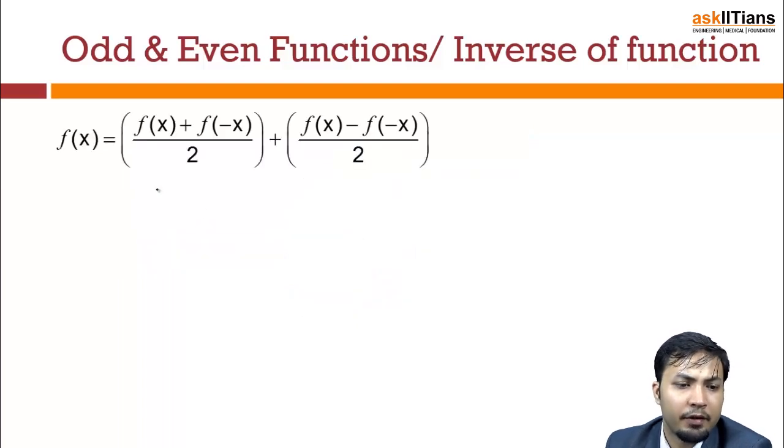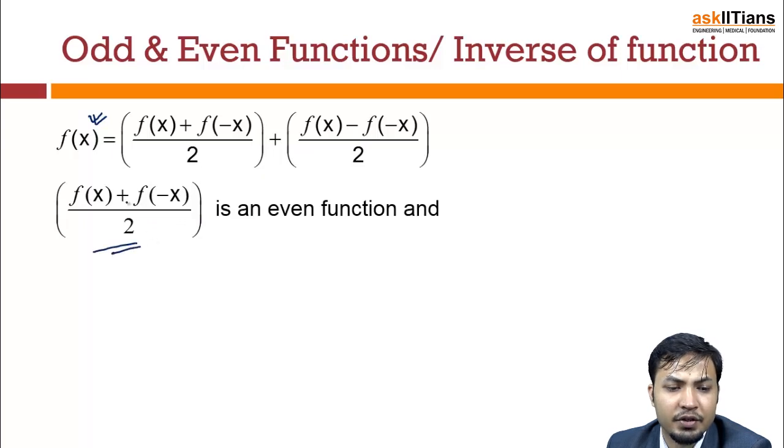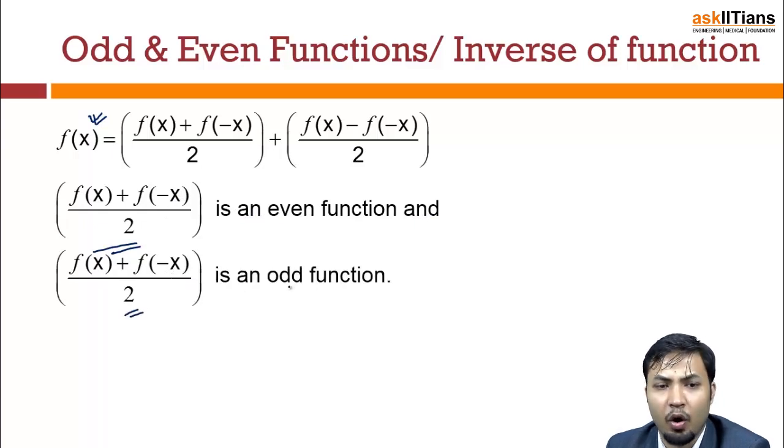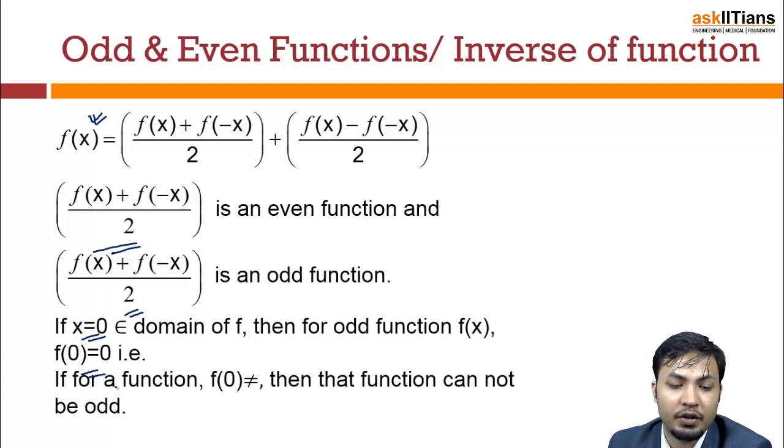Now, based on odd and even functions, f of x will be equal to [f of x plus f of minus x] by 2 plus [f of x minus f of minus x] by 2. So [f of x plus f of minus x] by 2 is an even function, and [f of x minus f of minus x] by 2 becomes an odd function. Now, if x is 0 and it belongs in the domain of f, then for odd functions f of x, f of 0 is 0. That is, if f of 0 is not equal to 0, then the function cannot be odd.